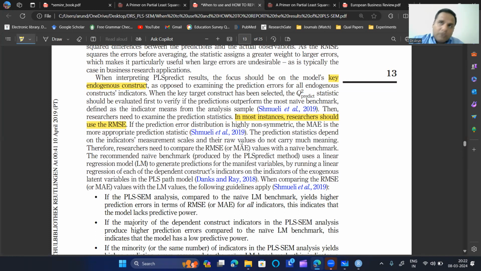Now, for many of you who intend to publish in good journals, I would also strongly suggest, see the RMSE. Yes, okay. So in most instances, researchers should use the RMSE. If the prediction error distribution is highly non-symmetric, meaning it is not resembling a bell curve, then MAE is the more appropriate prediction statistic. Yes, okay.